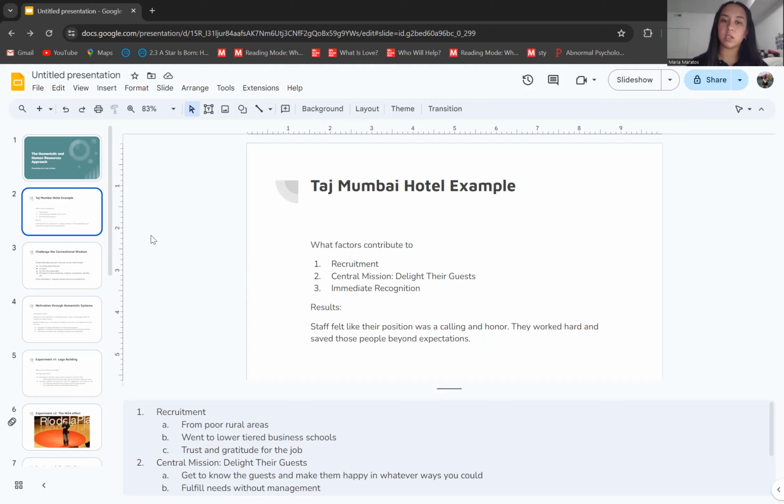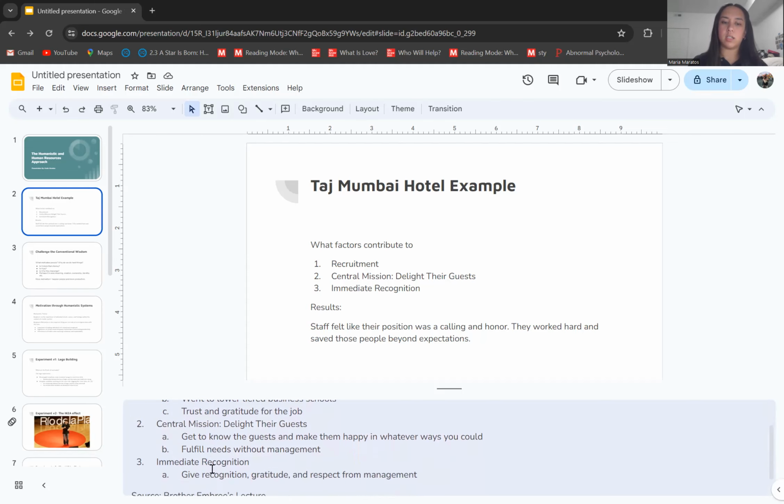Another thing that was different was the central mission at this hotel was to delight their guests. And that was taught to all of the employees. It was a mission and a goal that each of them had, and it was like drilled into them. They knew it very well. They wanted to get to know the guests and make them happy in whatever ways that they could. And they would fulfill those needs that they found out about without the management having to look over them. And so that kind of leads us to the third contributing factor to their difference, which was the immediate recognition.